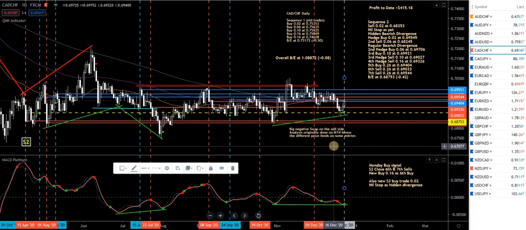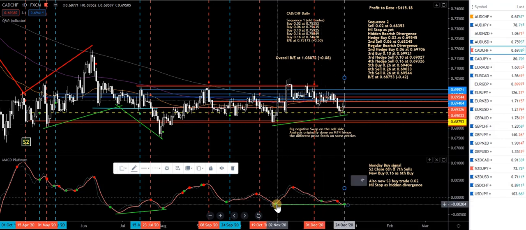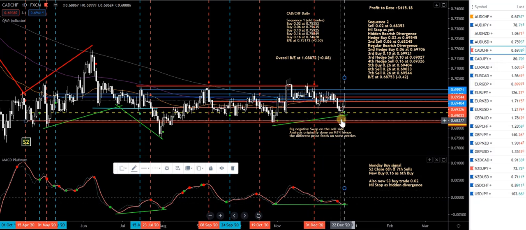Now, you can see here, we've got higher lows on price, and it's basically a double bottom on the MACD Platinum. So there's divergence. Technically, it's a hidden bullish divergence, and if the market opens pretty close to where it closed, then I'll just take the buy there, no stop.